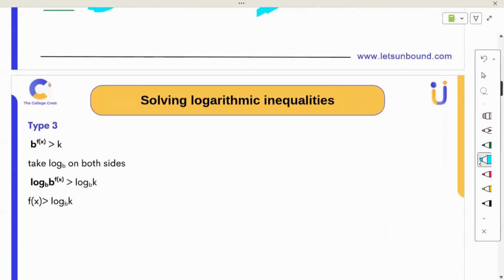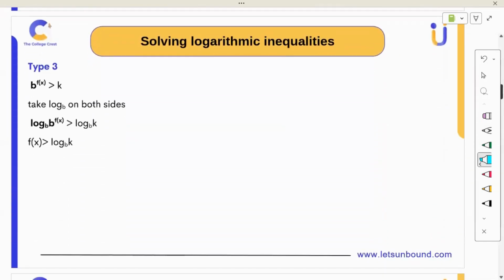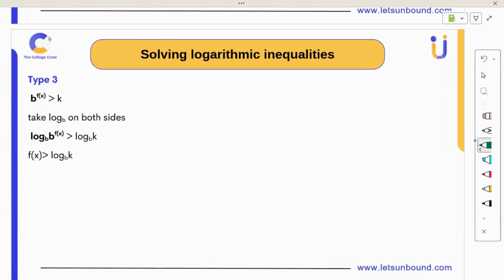Now, type 3, we have this exponential inequality, b power, but the solving will include log. B power f of x greater than k, so I will take log b on both sides. And we got it. Then f of x greater than log bk. Log bk, it's a pure number, right? And these are the types in solving inequalities.